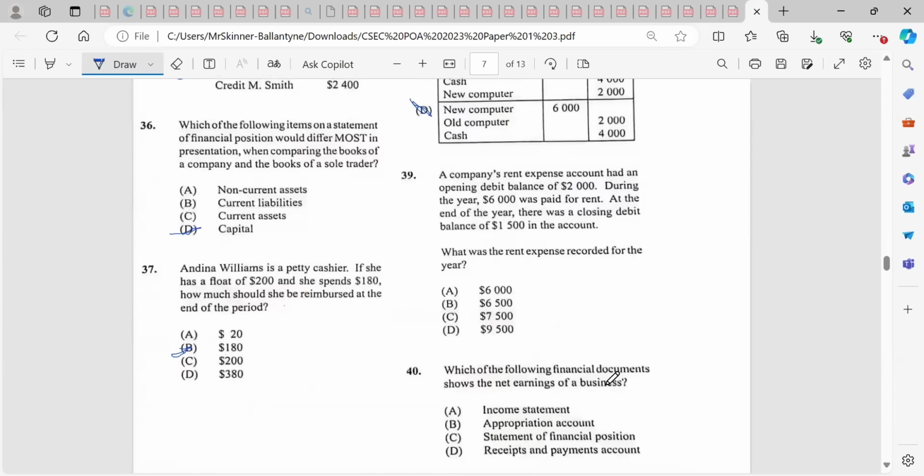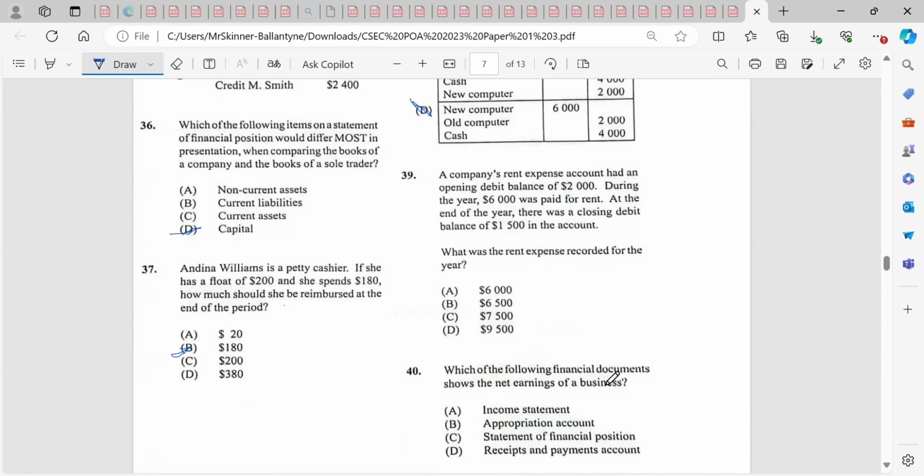Number 39, a company's rent expense account had an opening debit balance of 2,000. During the year, 6,000 was paid for rent. At the end of the year, there was a closing debit balance of 1,500. What is the rent expense recorded for the year?